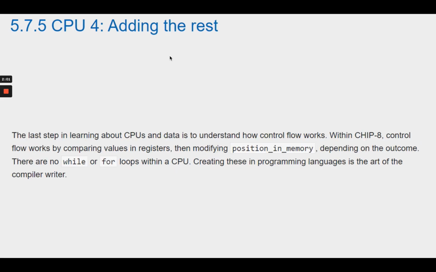The last step in learning about CPUs and data is to understand how control flow works. Within Chip 8, control flow works by comparing values in registers, then modifying position_in_memory depending on the outcome. There are no while or for loops within a CPU. Creating these in a programming language is the art of the compiler writer.